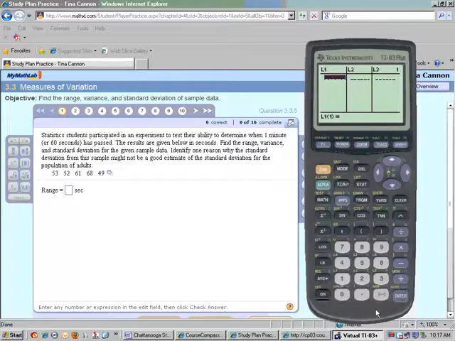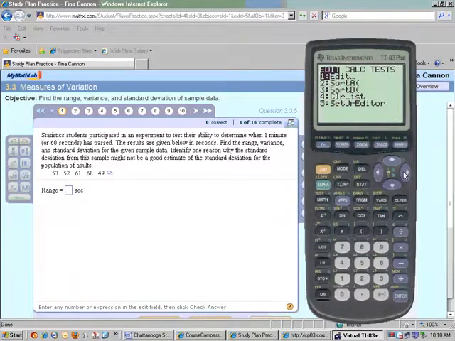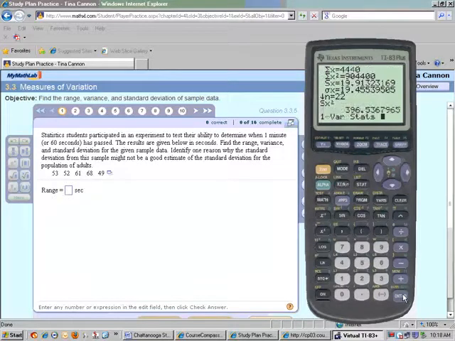Okay, so I'm going to type in my values. I have 53, 52, 61, 68, and 49. Okay, so I have one list of values or variables, so I'm going to push stat, move over to calculate, push enter twice.